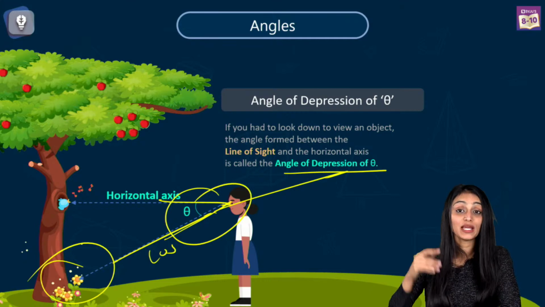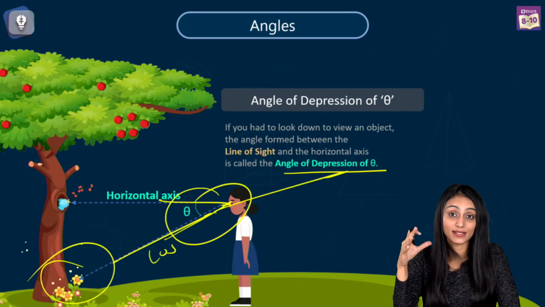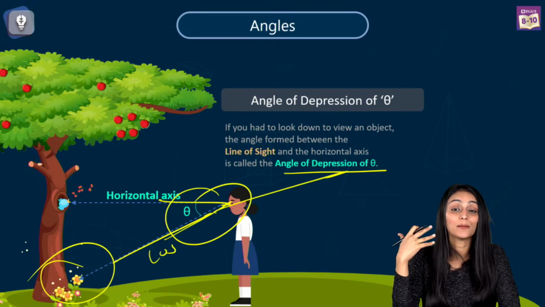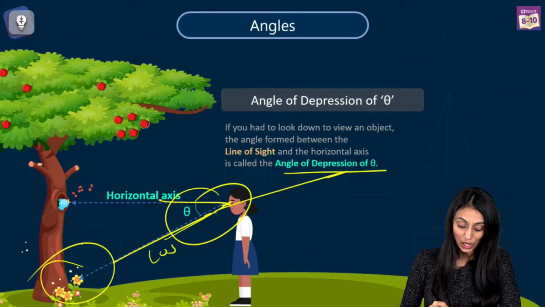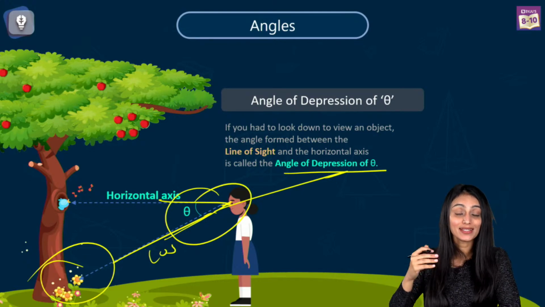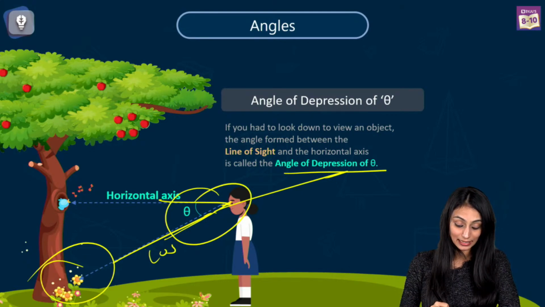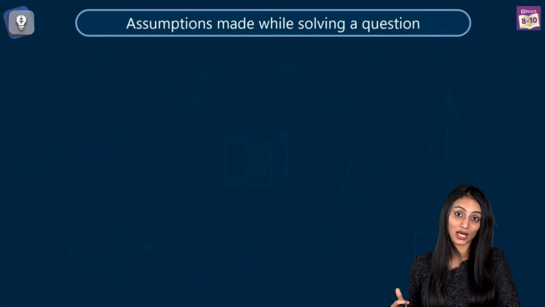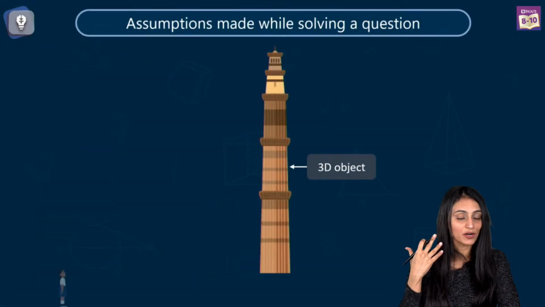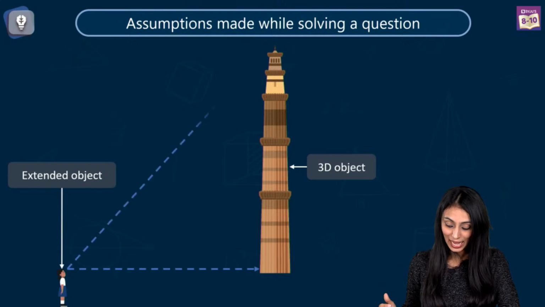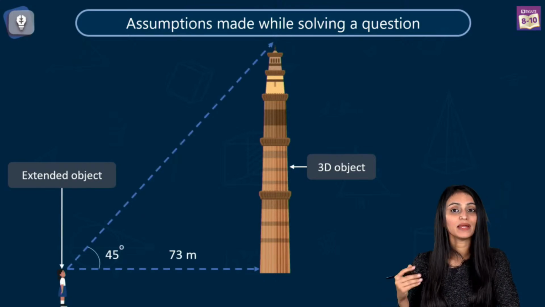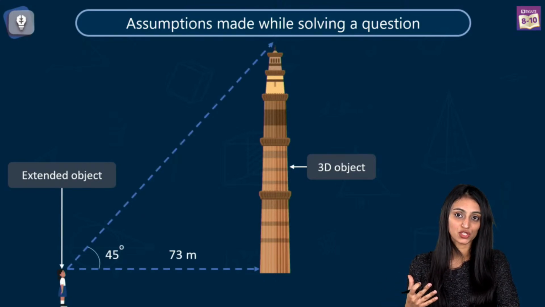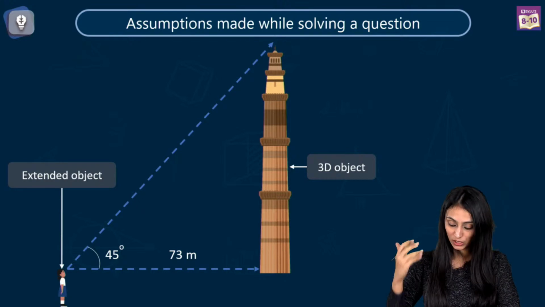All right. So Pia is curious, just like you guys. She wants to know the complete details about this chapter. So this time, to understand this better, she takes an example of Qutub Minar. I'm sure that all of you must have heard about it or even visited it, right? There are some assumptions that are made while solving questions based on angle of elevation and angle of depression.